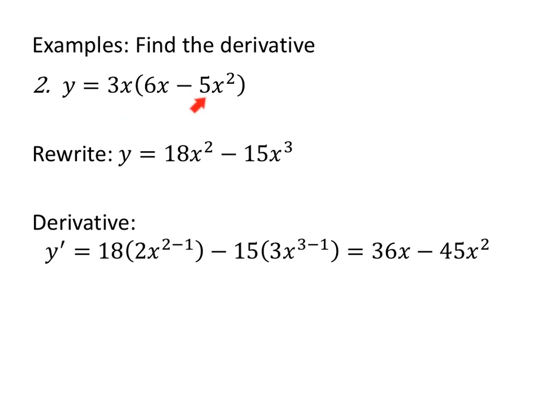We don't have a product rule yet either, so the first thing I'm going to do is distribute. So 3x times 6x is 18x squared. 3x times a negative 5x squared is a negative 15x to the third. My derivative, I'll leave my coefficient 18 alone. The derivative of x squared is 2x to the 2 minus 1. Subtract, leave my coefficient of 15 alone. The derivative of x cubed is 3x to the 3 minus 1. When I simplify, 18 times 2 is 36. x to the 2 minus 1, that's x to the first power. Minus 45x squared.